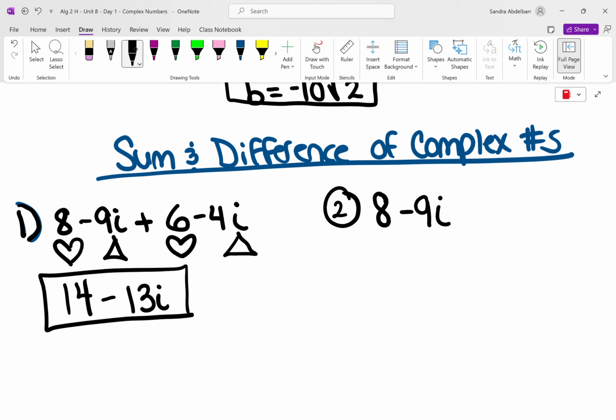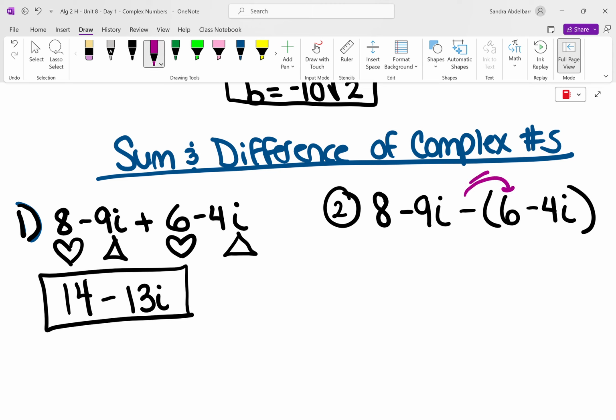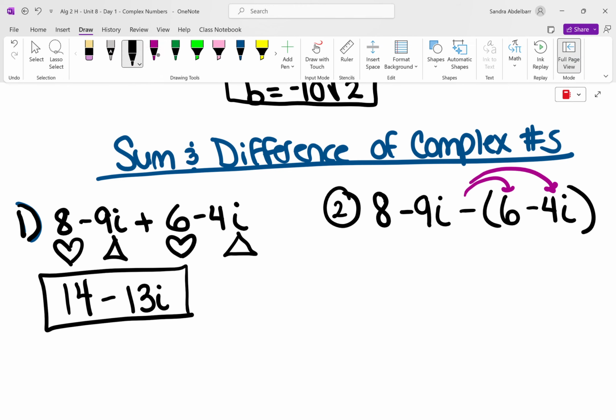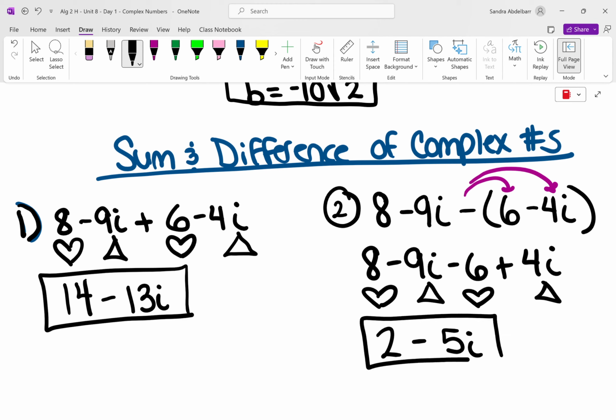So now let's say I have 8 minus 9i minus the quantity of 6 minus 4i. I have to distribute in that negative. So when I distribute in that negative, I get 8 minus 9i minus 6 plus 4i. I'm going to combine my like terms, and I will get 2 minus 5i.